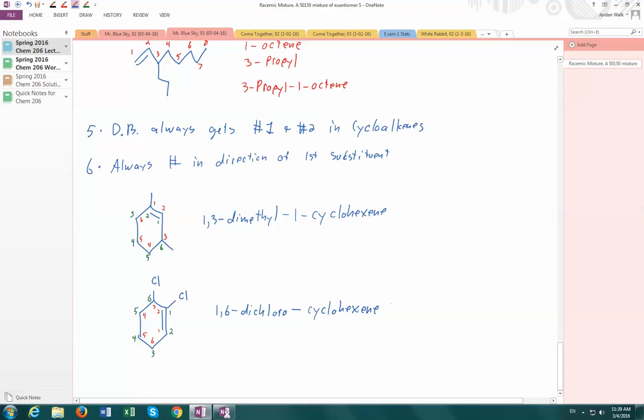So adding the substitution itself to make the lowest number, that doesn't apply? That doesn't apply with cycloalkenes, yeah. And it's because, since we have to put 1 and 2 on the double bond, there's only 2 possibilities, and so we just pick the 1. It's an easier rule, basically.